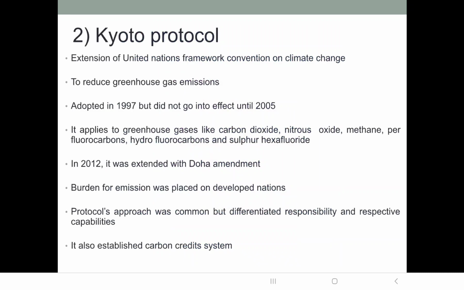Having understood the Montreal Protocol, let us look at the second international agreement, which is the Kyoto Protocol. Kyoto, this place is in Japan.